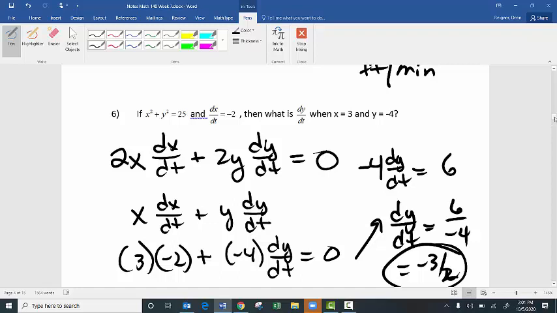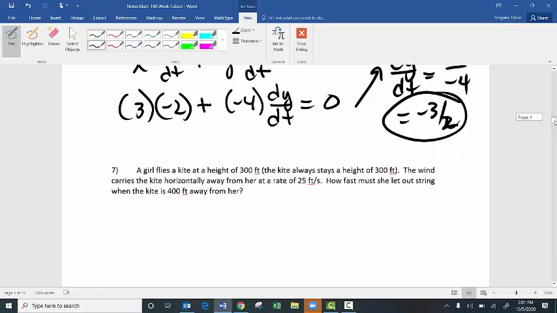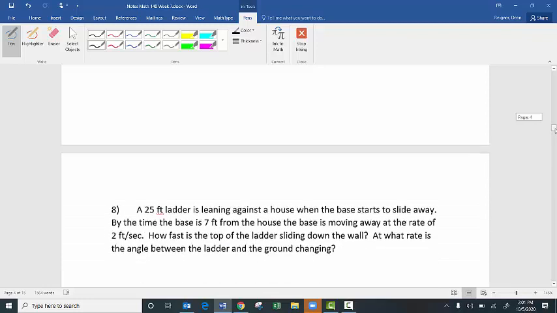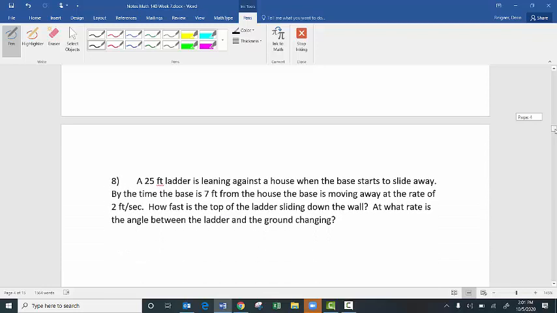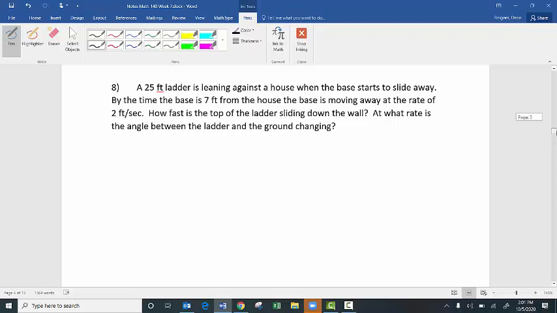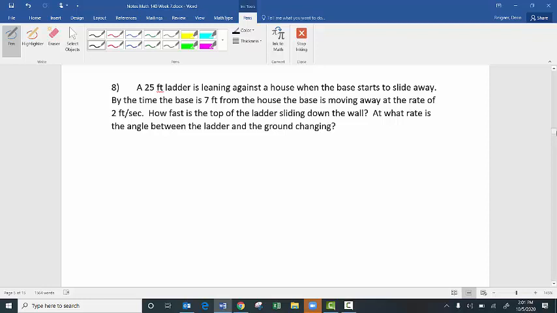Okay. All right. Let's do a couple more and then we'll end the video. This one, let's do a ladder problem. A ladder problem is a good problem here, number 8. It says a 25-foot ladder is leaning against a house.